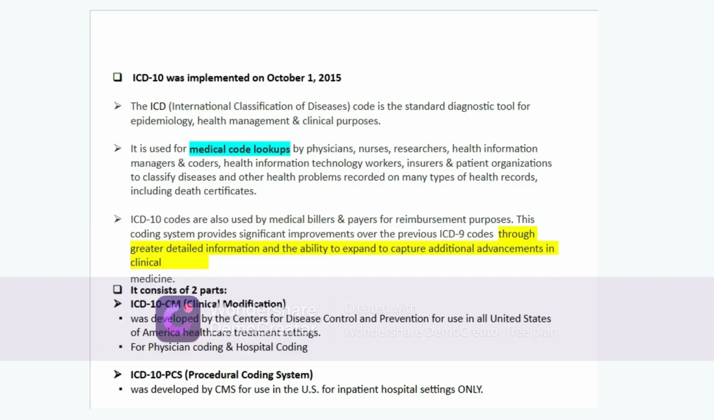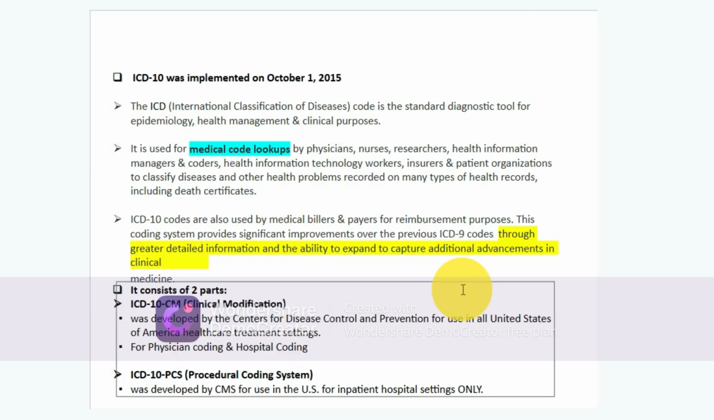ICD-10 codes are used by medical billers and payers for reimbursement purposes. This coding system provides a significant improvement over the previous ICD-9 codes through greater detail and the ability to capture additional advancements in clinic and medicine. It contains two parts.